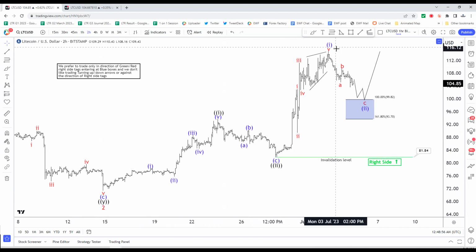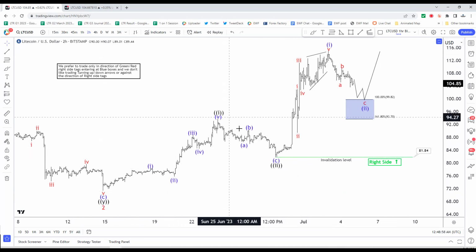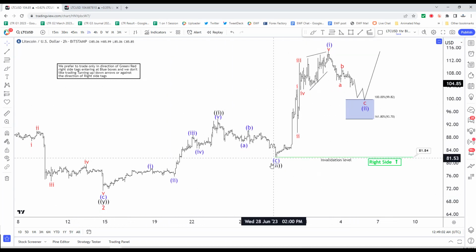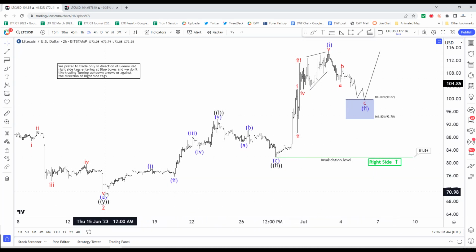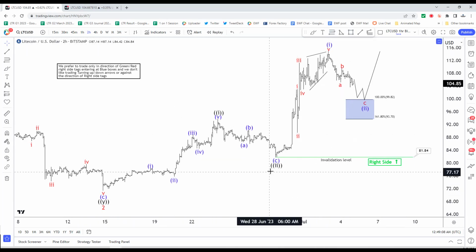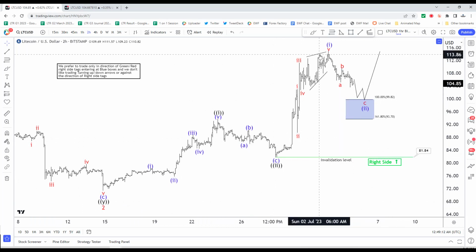So 1 2 1 2. This could also be 1 2 3 4, but then I think this one here is a little bit short, so it could be possible that this is actually a nest 1 2 1 2. So that means this is one of 3 of 3. Okay, so now we are doing this pullback here.